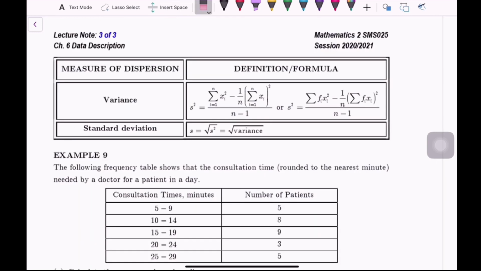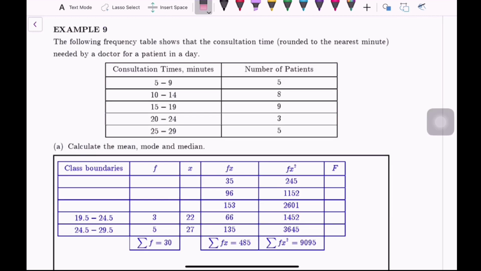The formula for variance and standard deviation is the same as the formula for variance and standard deviation for ungrouped data. Example 9. The following frequency table shows the consultation time, rounded to the nearest minute, needed by a doctor for a patient in a day.